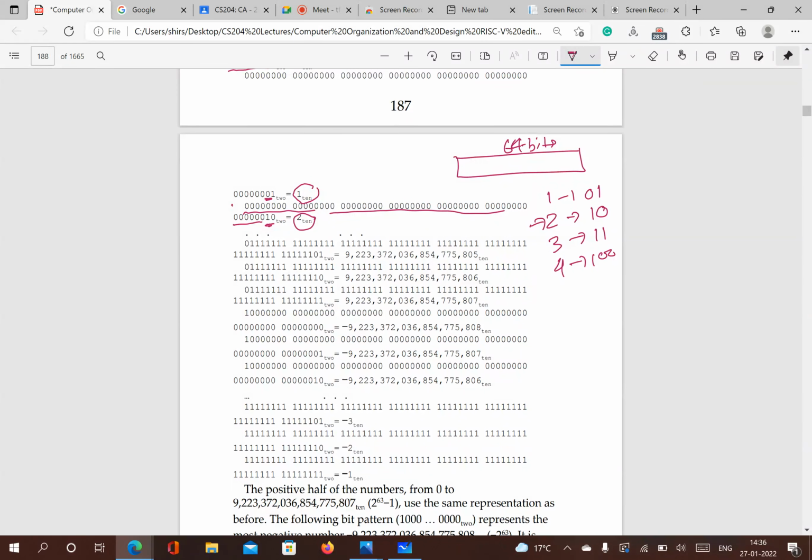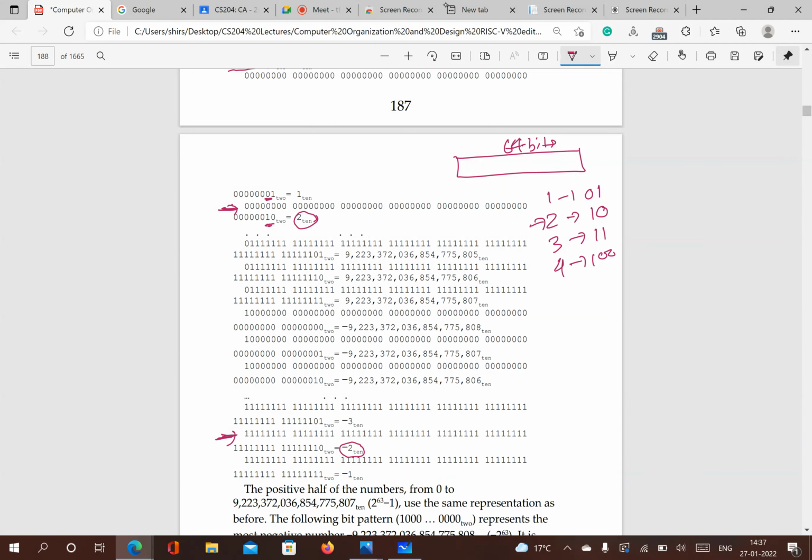So now concentrate on these two. Let me remove all these things. Concentrate on this line, and this line, and this line. If this is plus 2, and then they have calculated minus 2 using this, how? As I said, if this is plus 2 stored in a 64-bit box, and you want to store a minus 2, then you have to convert it into 2's complement form.